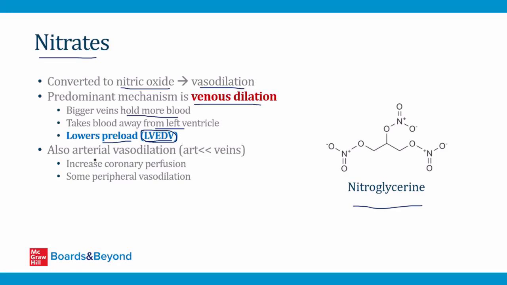Now, nitrates also cause some arterial vasodilation, although they dilate the veins much more than the arteries. But because they dilate arteries as well, they can dilate the arterioles in the coronary system. This can increase coronary perfusion. They also can cause some peripheral vasodilation. This is going to reduce the afterload on the left ventricle, and that's also going to reduce oxygen demand.